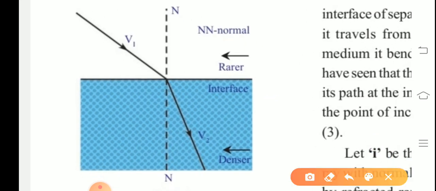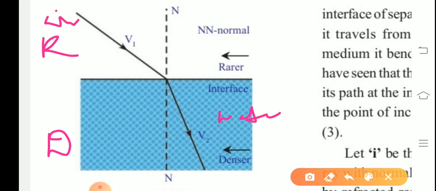Look at this picture. Here you can see a light ray coming from rarer and entering into denser. So this is the rarer medium and it is the denser medium, because it is water, right? And here is air, you know very well. Okay, this is the incident ray. V1, V2 are the two light rays. This is incident ray and this is refracted ray. You know, the perpendicular line to the interface is a normal, right?